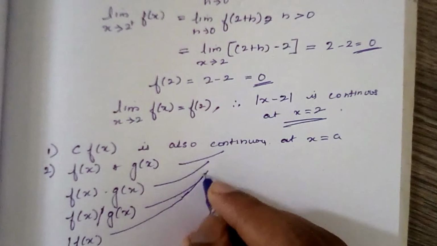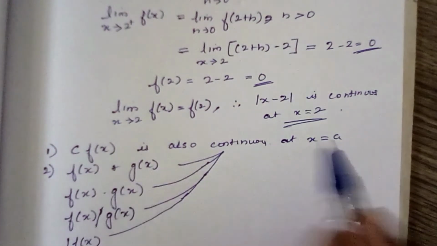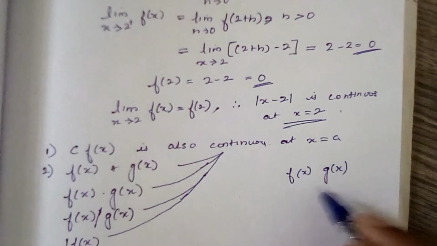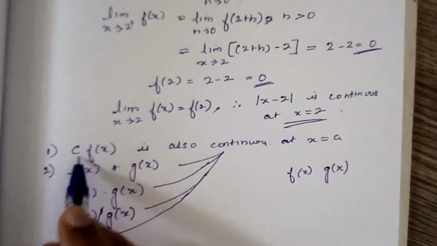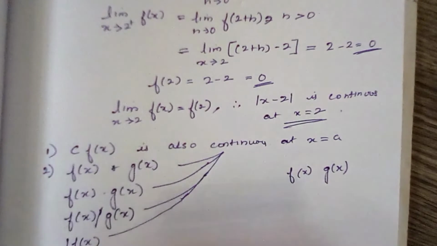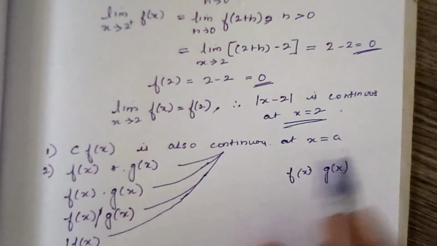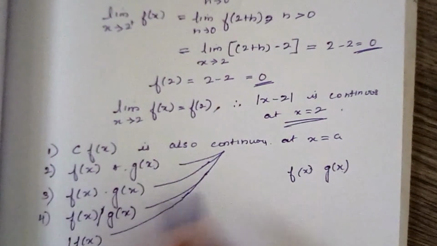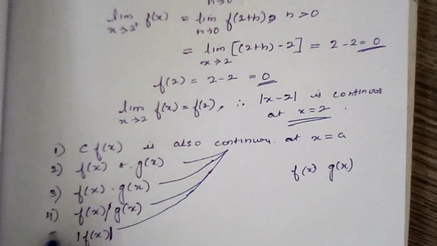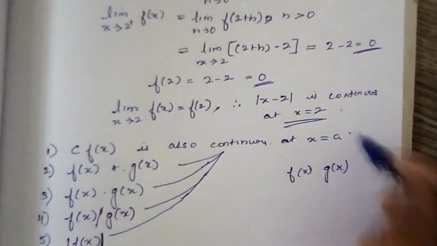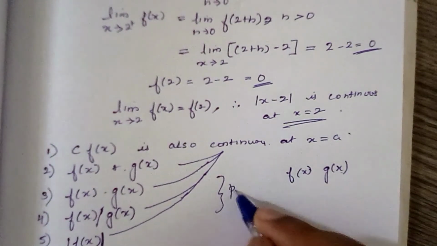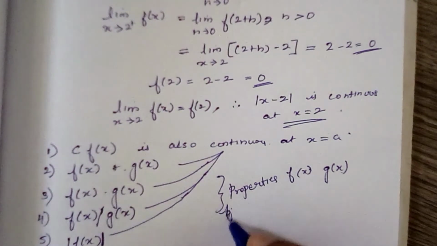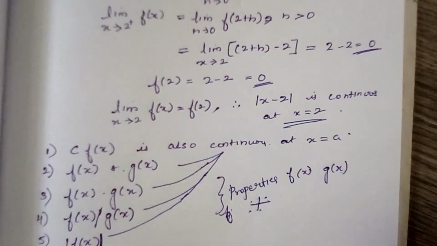This is very important. So if functions f of x and g of x are there, then c into f of x is also continuous, f of x plus g of x is also continuous, f of x into g of x is also continuous, f of x divided by g of x is also continuous, and mod of f of x is also continuous. So these are the properties which we need to learn by heart. Note it down or take a screenshot.